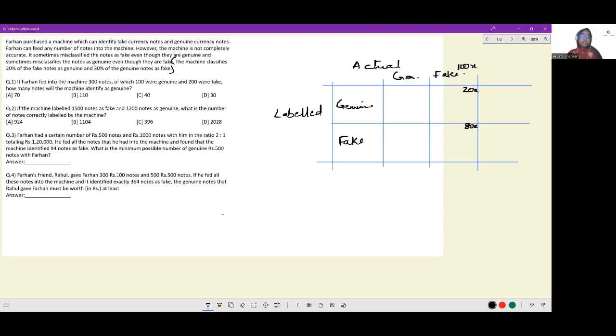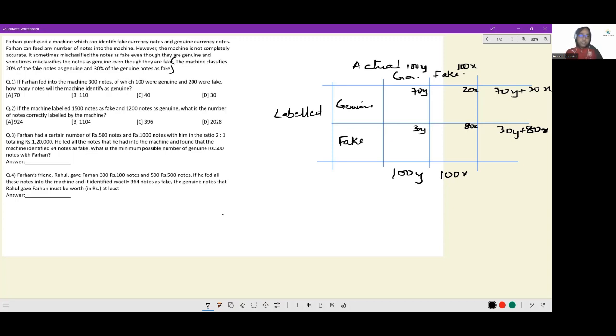And 30% of the genuine notes are labeled fake. Now for genuine notes, let's say if this was 100y, 30% of them are labeled as fake. So 30y here and 70y here. So if I send in 100y and 100x notes, the number of genuine notes that I have is 100y. The number of fake notes I have is 100x. But the ones that will get labeled genuine will be 70y plus 20x. And the ones that will get labeled as fake will be 30y plus 80x. Once you have this framework ready, the subsequent work becomes manageable.